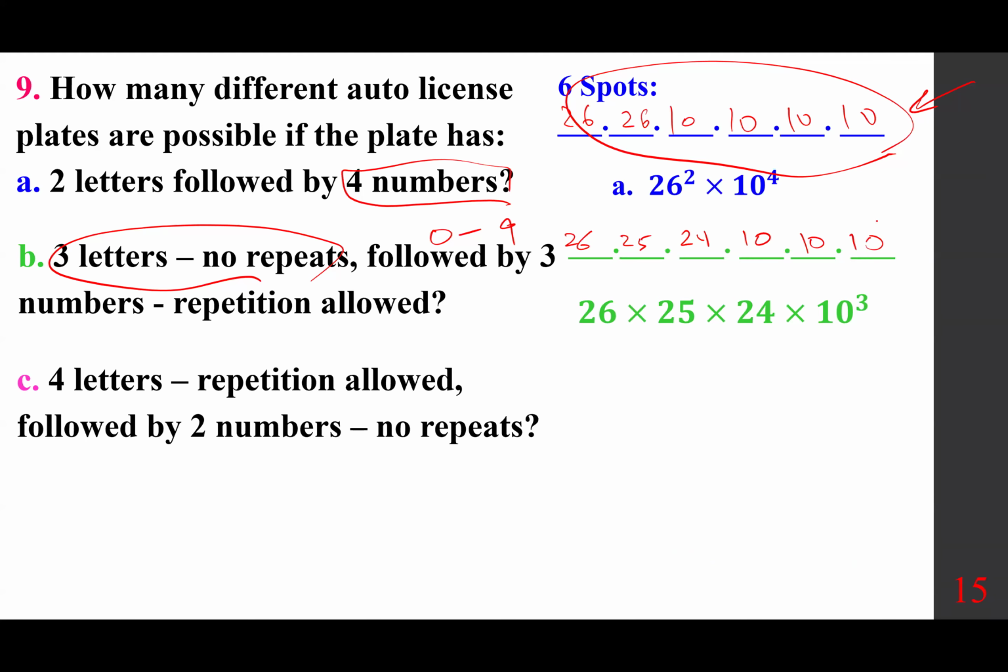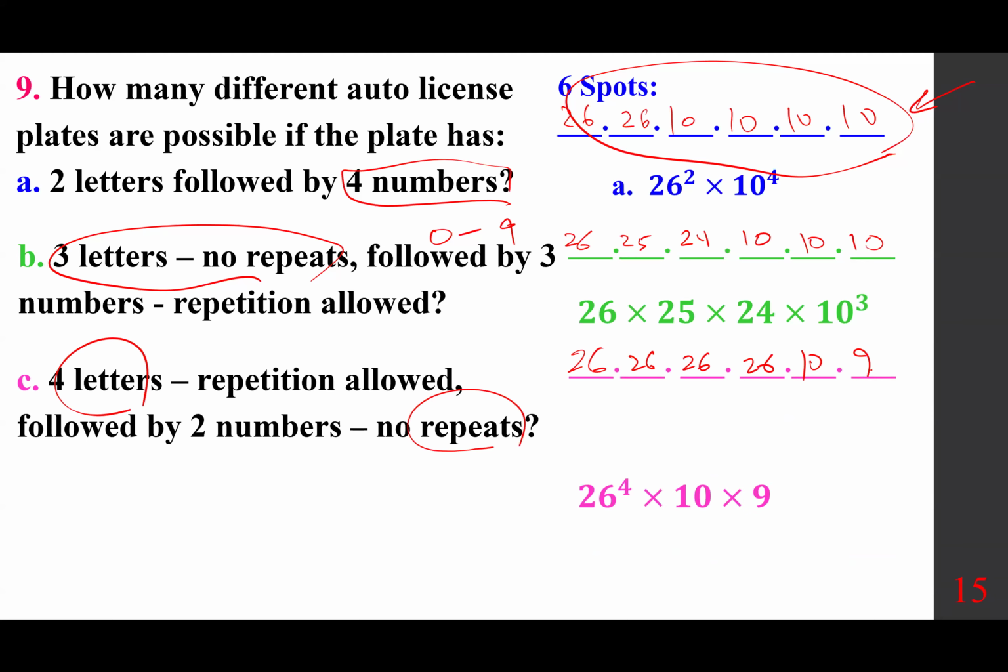4 letters, repetition allowed, followed by 2 numbers. Again, we have the same 6 spots. The letters are 26, and we can continue with that. How many of them? There are 4 of them. And then 2 numbers, 10, but there is no repeat, so it must be 9 here. 26 to the power 4 times 10 times 9. I'm assuming everybody can clearly and easily evaluate those. I just want to give you the reasoning behind that.